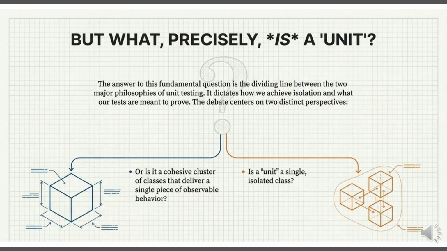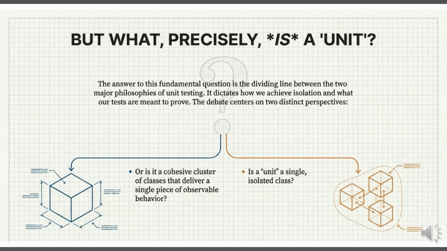What exactly is a unit? That question splits the world of unit testing into two major camps. Some say a unit is a single, isolated class. Others believe it's a cluster of classes working together to deliver one clear behavior. This choice shapes everything: how we isolate, what we test, and what our tests really prove. It's not just a technical detail.